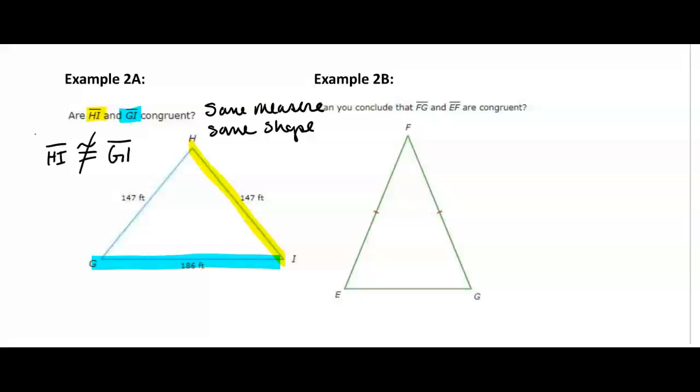For our second example, could we conclude that segment FG and segment EF are congruent?